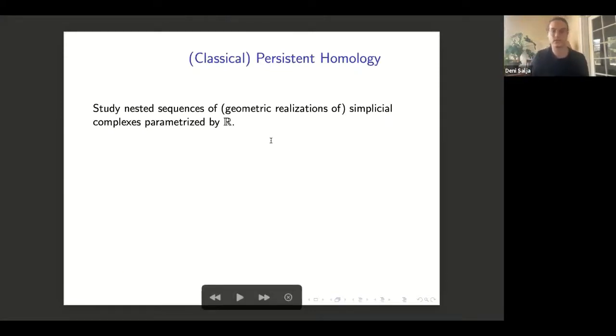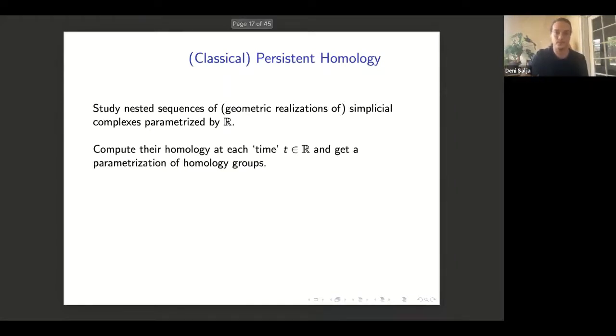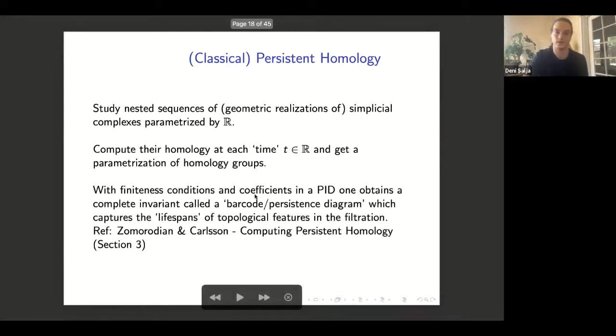So now let's talk a little bit about persistent homology. Classically, one would study nested sequences of geometric realizations of simplicial complexes parameterized by real numbers. So if you have x less than or equal to y real numbers, then the simplicial complex associated to x would include into the simplicial complex associated to y, and these would be simplicial maps. You'd compute their homology at each time, and you get a parametrization of their homology groups. And then if you impose some finiteness conditions and you pick your coefficients carefully, then you get a complete invariant called a barcode or a persistence diagram.